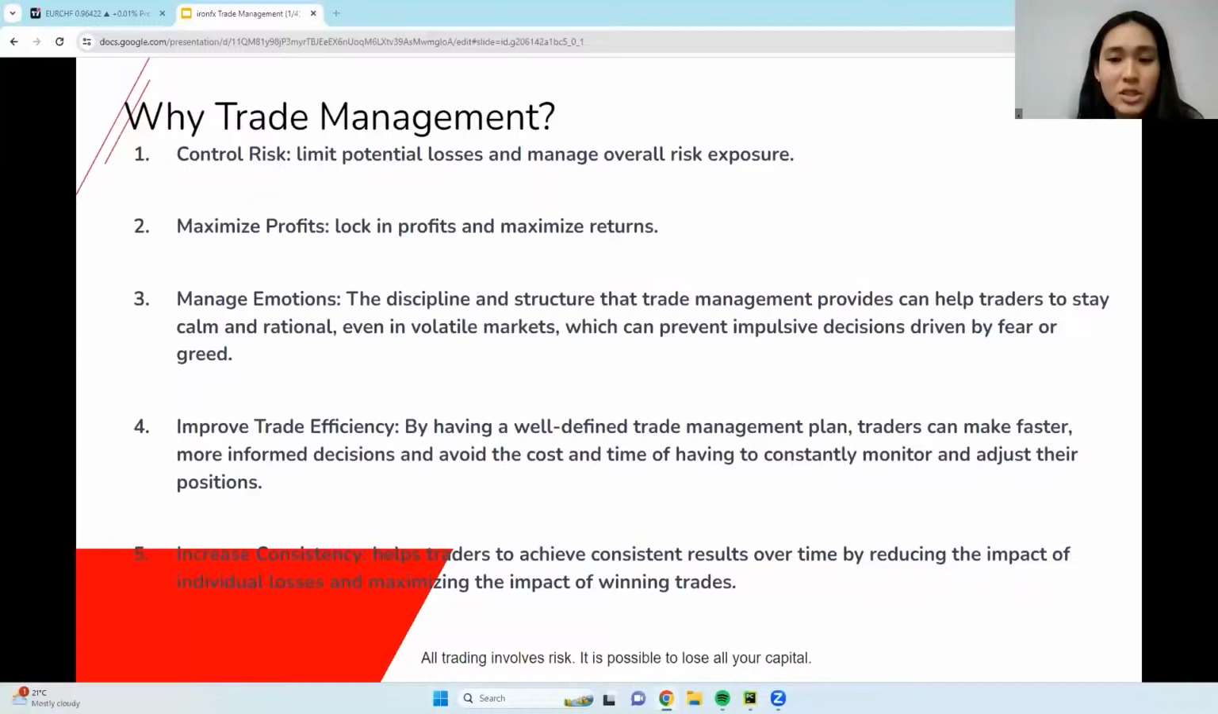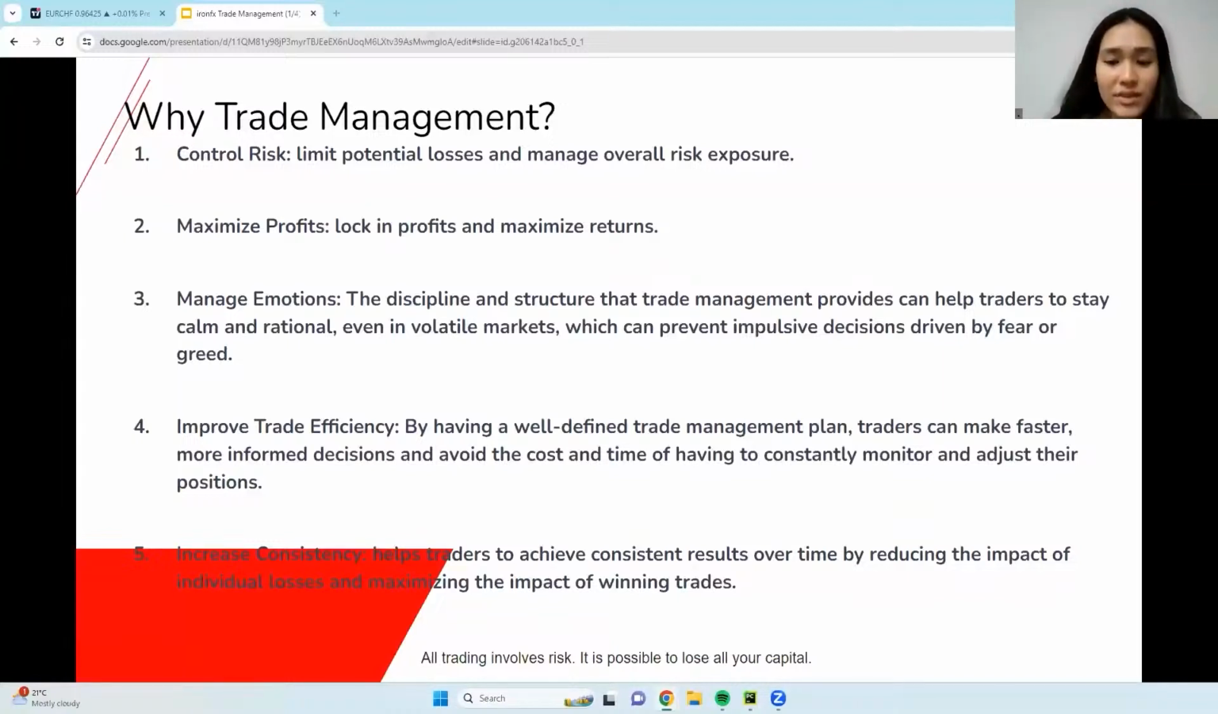Next, we have to maximize profits. Trade management strategies such as take profit orders and trading stops help traders to lock in their profits as well as maximize returns. Thirdly, manage emotions. The discipline and structure that a proper trade management strategy provides can help traders to stay calm and rational even in very volatile markets, which can prevent impulsive decisions driven by fear or greed.